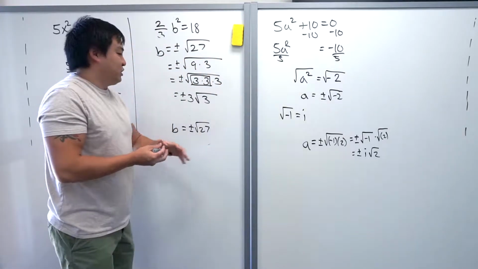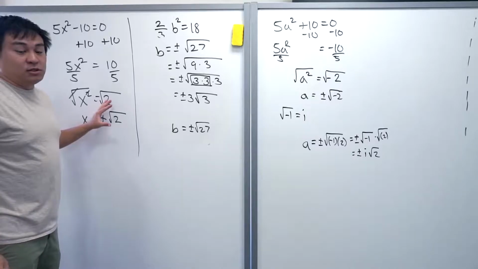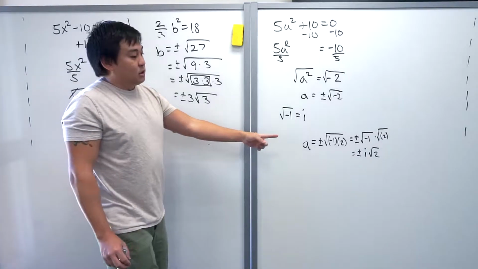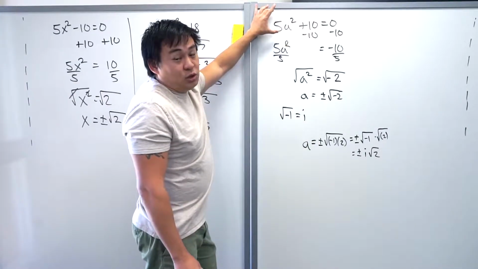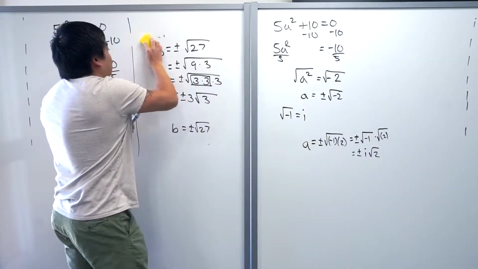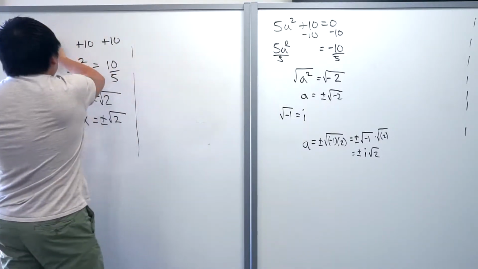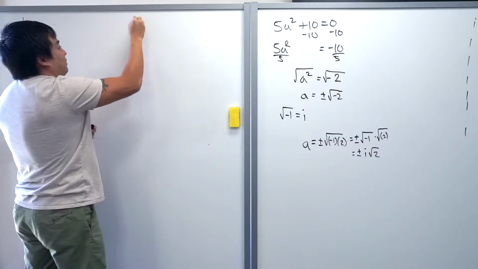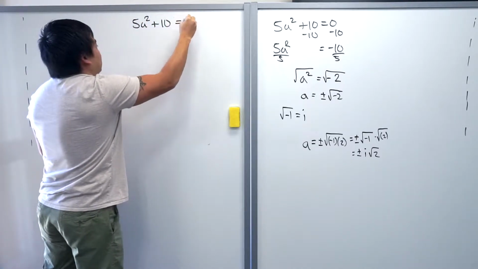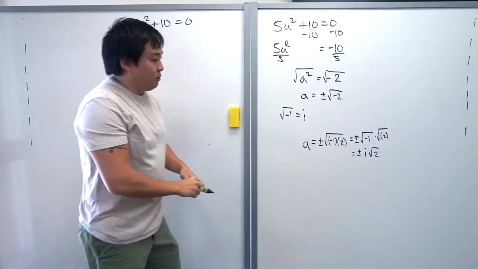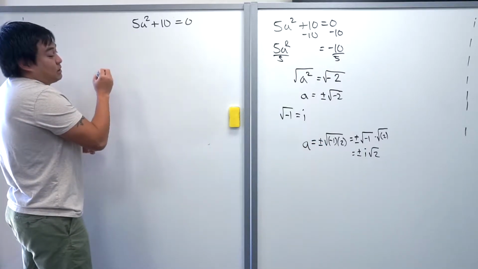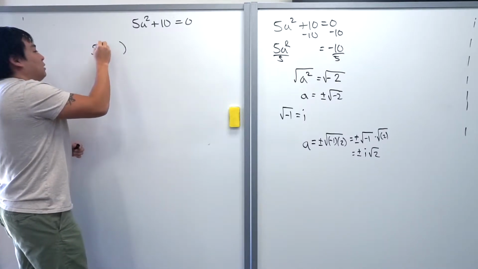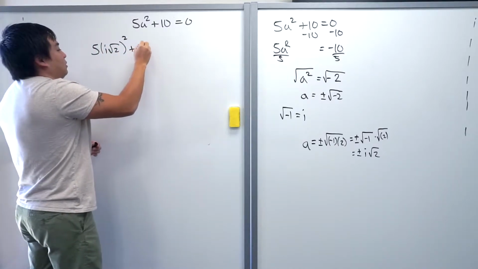Now, just like with all of these problems and any of the problems you've done before, you can always plug it back in to check to make sure that your solutions work. So what I'm going to do is plug that in here to show you that we actually get what we're supposed to. So 5a squared plus 10 equals 0. We get the a values plus i root 2 and minus i root 2. So in order to plug in, in parentheses, i root 2 squared plus 10 is 0.